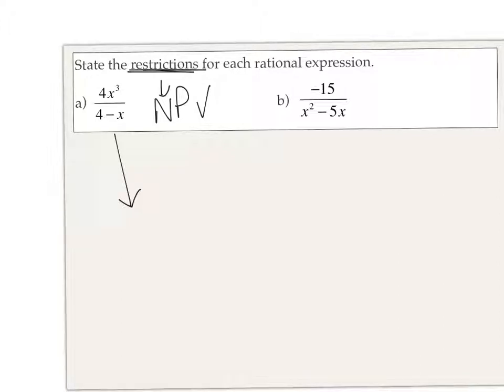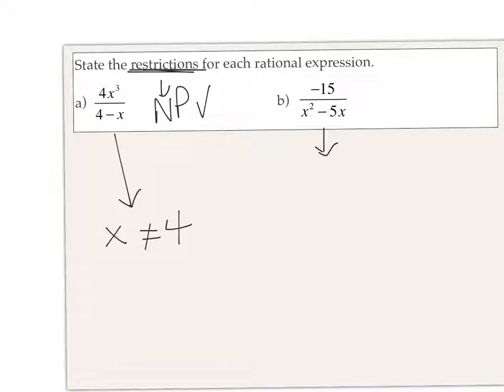So here, for the first one, for A, remember, all I care about is the bottom. So the bottom is 4 minus x. If the bottom is 4 minus x, what can x not be? 4. It's that easy. Okay, because obviously 4 minus 4 is 0. Now, this other one requires factoring, which is why I wanted to do the factoring first.